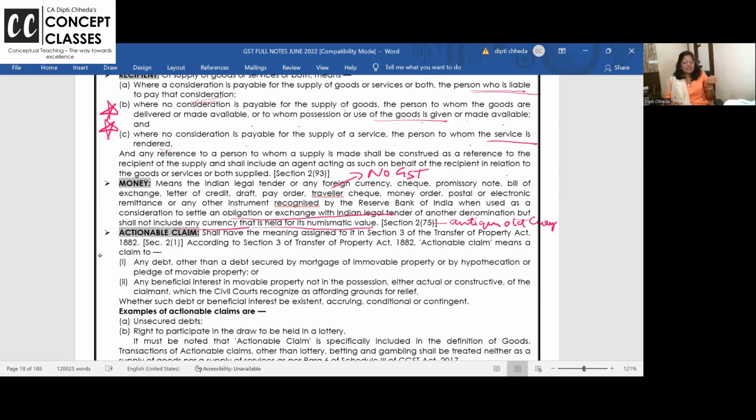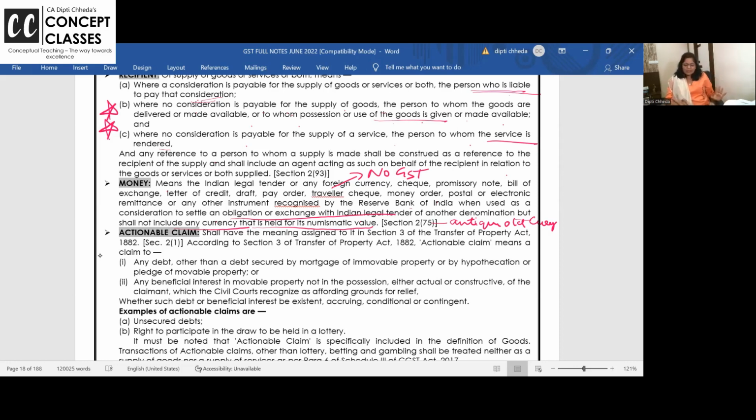Ek aana, do aana, chaar aana. I don't know how many of you must be knowing. 25 paisa, chaar aana, we have used chaar aana. So chaar aana is this 25 paisa coin, which is not legal money. You cannot buy anything with 25 paisa, right? Chaar aana, aath aana. But then, are these antiques having a market? Are they being sold? Yes. Will GST be levied? Answer is yes.